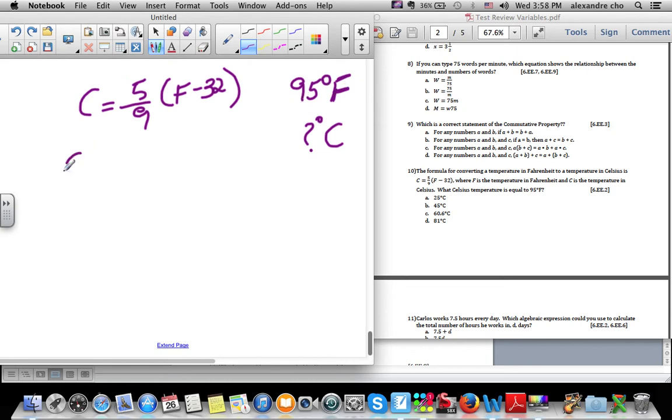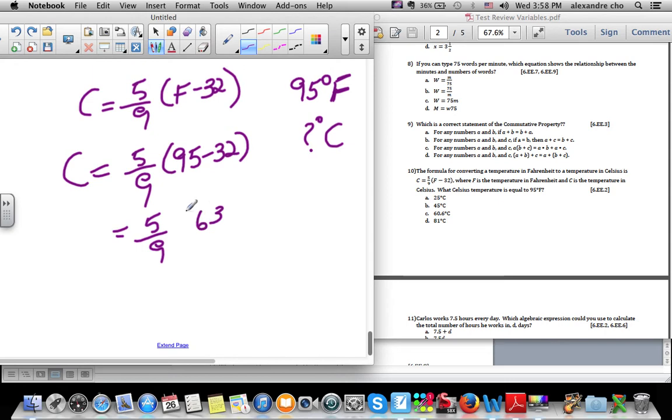Because if you told somebody in Europe it's 95 degrees Fahrenheit, they would have no idea what you're talking about. So substitute. C equals 5 over 9, and we're given that Fahrenheit, the letter F, in this case is 95, minus 32. Order of operations tells us we do parentheses first. 95 minus 32 is 63. Now we get to multiply a fraction and the whole number. Let's put this over 1. 5 times 63 is 315 over 9.